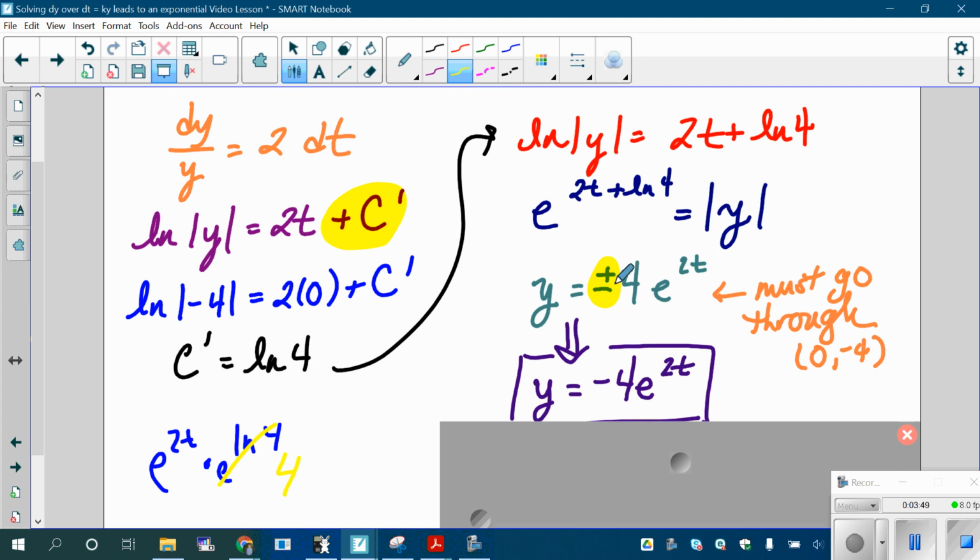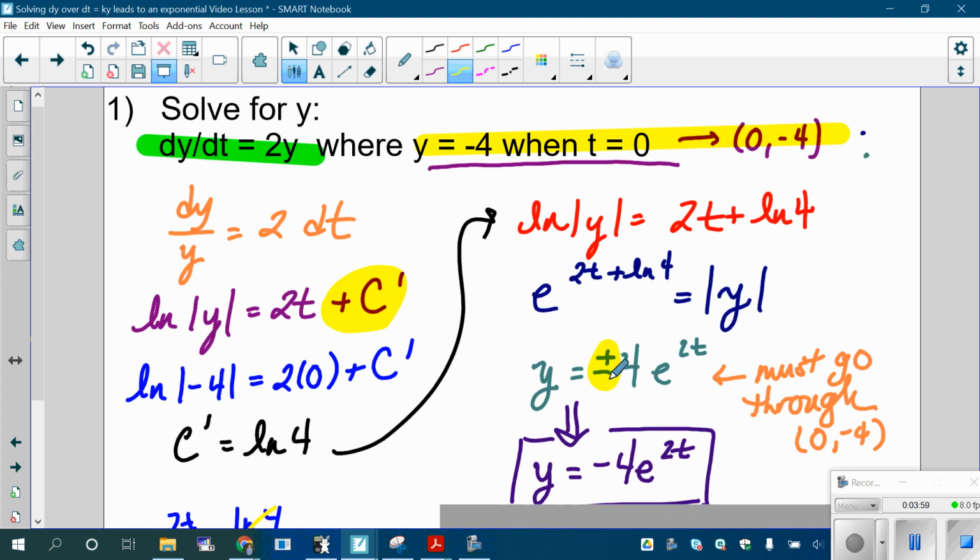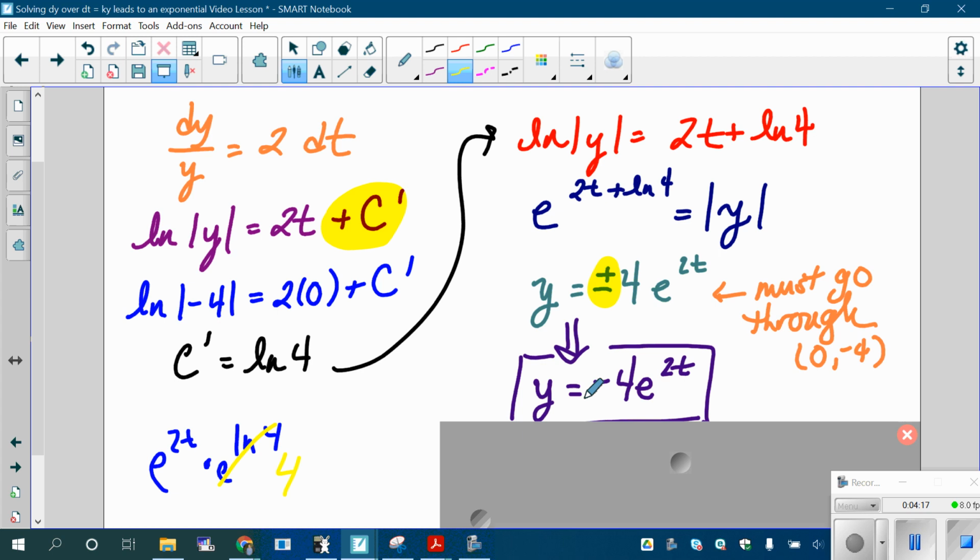Because of that absolute value, though, we need a plus or minus here. And this is important. Do you use the plus or the minus? You don't use both. Our equation isn't plus or minus; it has one or the other. Well, use the minus. How do you know you use the minus here? Because it has to fit that initial condition. So never leave the plus or minus in there. Make sure you're using the one that when you plug in 0, you get out -4. And so this is our solution.